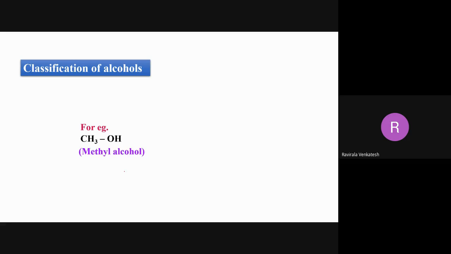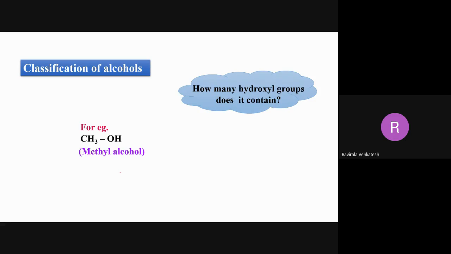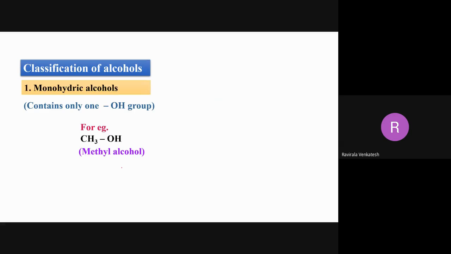Next. For example, how many hydroxyl groups are there here? Only one. This is a monohydric alcohol. Methyl alcohol it is, right? It contains only one OH group. Next. Now this is called a dihydric alcohol. The common name is called what? Glycol, isn't it? Glycol, or you can even call it ethylene glycol. Even if you call it glycol, it is the same thing.